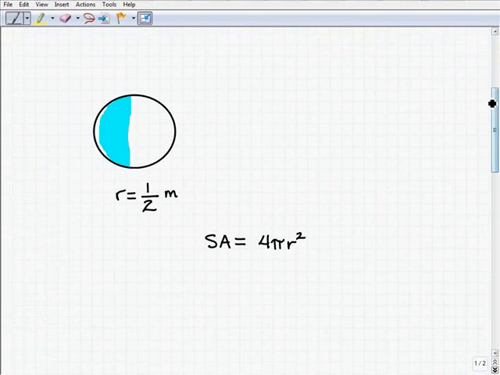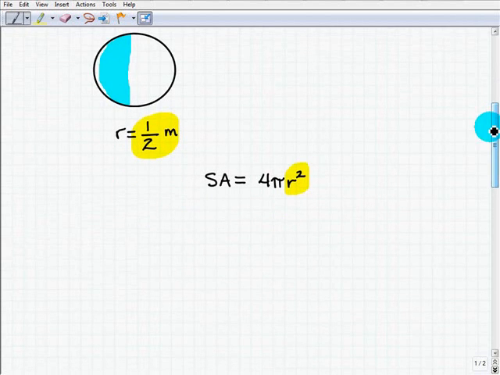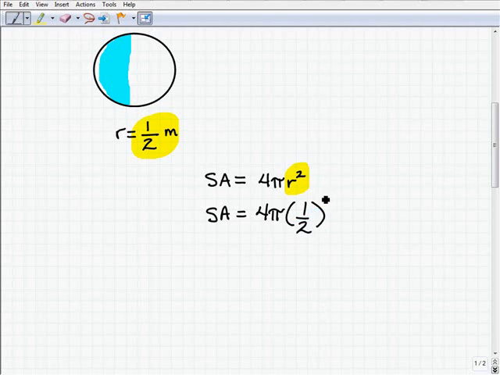So here I have a sphere of radius 1/2. Okay, that's half of a meter, 1/2 m. So that's the only value I need to plug into the formula. Okay, so let's go ahead and actually set that up now. So the surface area will be equal to 4 times pi times the radius, which is 1/2 squared.